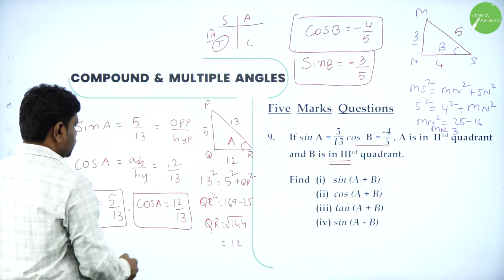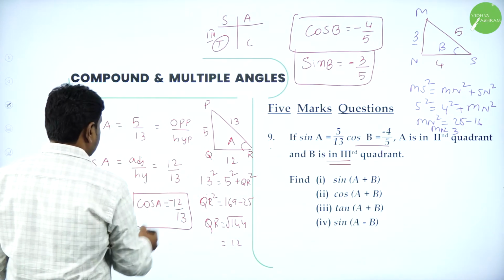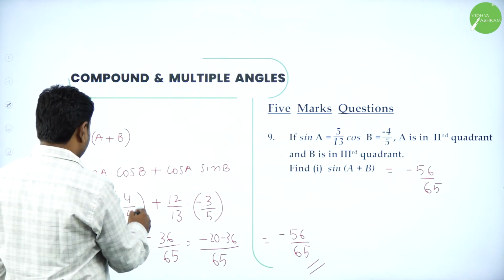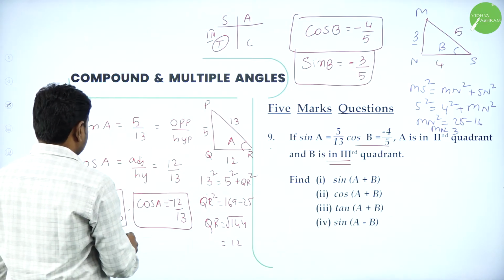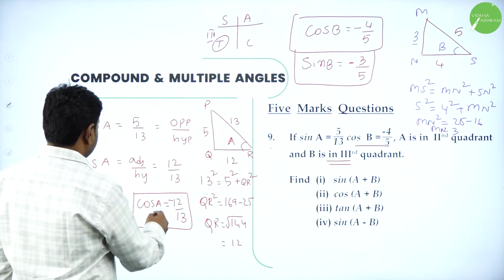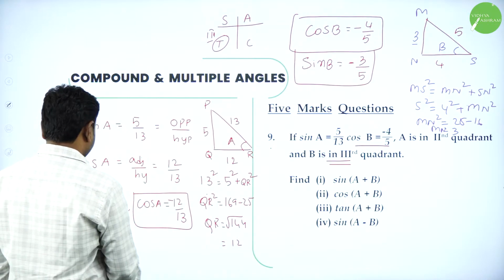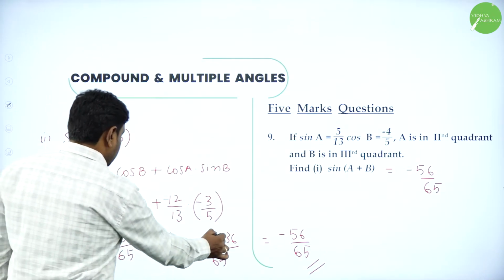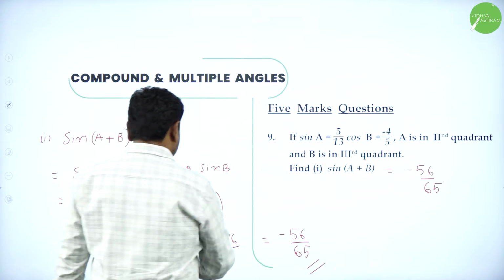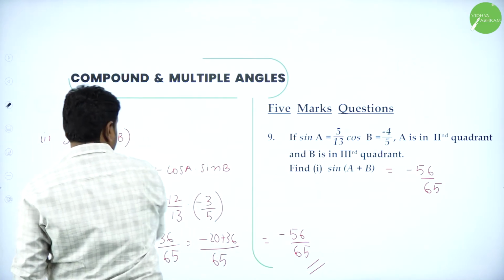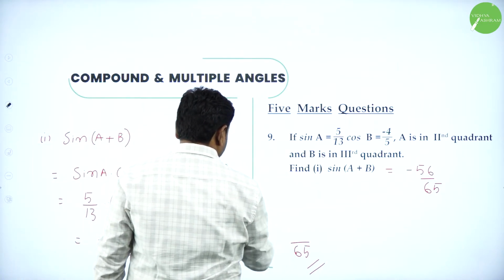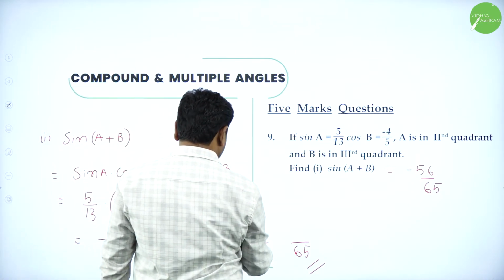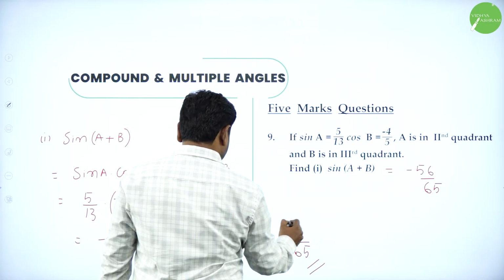Same values. Here cos A is minus 12 by 13. Why is cos minus 12? Because it is in second quadrant. So this is how we calculate. So now cos A is minus 12 by 13. This is also minus 12 by 13, so it will become plus. And 36 minus 20, what is 36 minus 20? Remove 20 from 36 so that you will get 16 by 65.